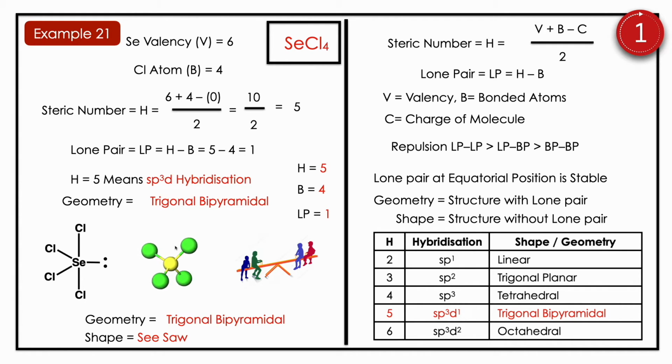So H5 means sp3d hybridization. Geometry is trigonal bipyramidal, but you have one lone pair in the system. Lone pair always occupies the equatorial position. If you apply it, equatorial one lone pair and 2 chlorine, axial 2 chlorine, the lone pair is not visible. So the system will look like a seesaw. You can understand easily by the animation and the cartoon. So shape of SeCl4 is seesaw.